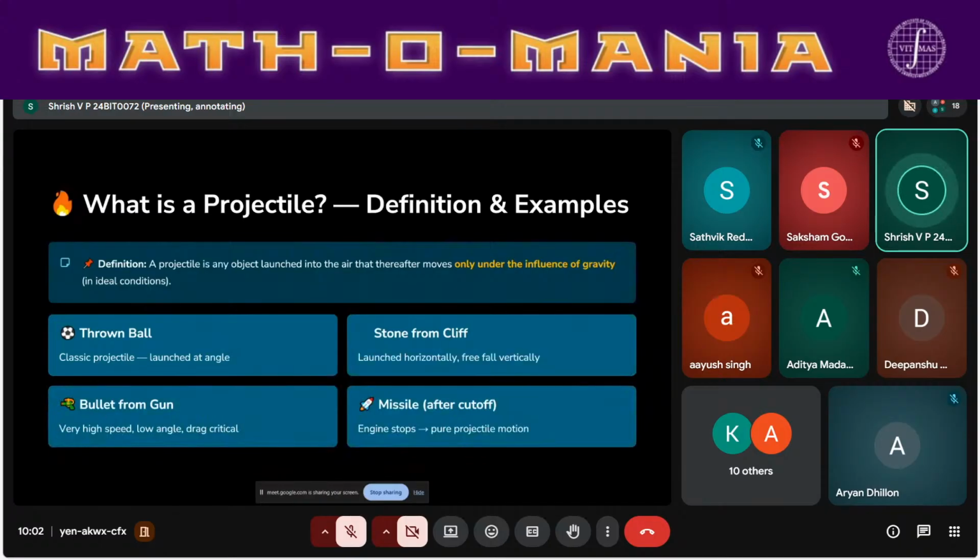Now let's begin with the most fundamental question. What is a projectile? A projectile is any object that is launched into the air and then moves only under the influence of gravity. Let's understand this through some examples. First, a ball that is thrown into the air. When you throw a ball at an angle, it moves forward and goes up, reaches a peak, and comes down. This is the most basic example of projectile motion.